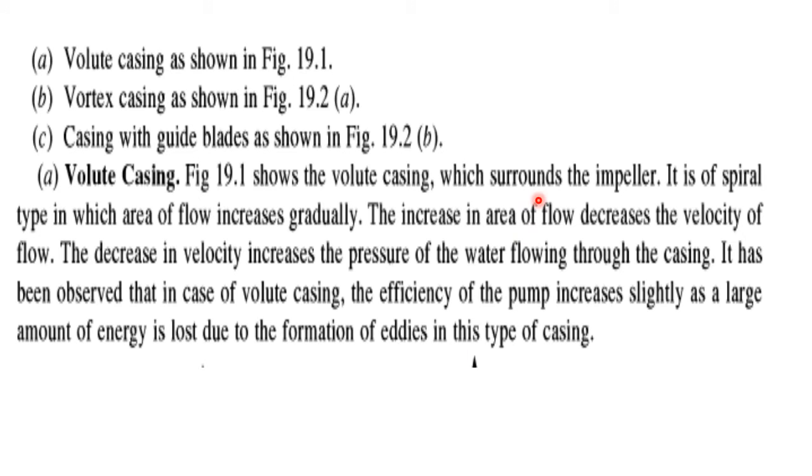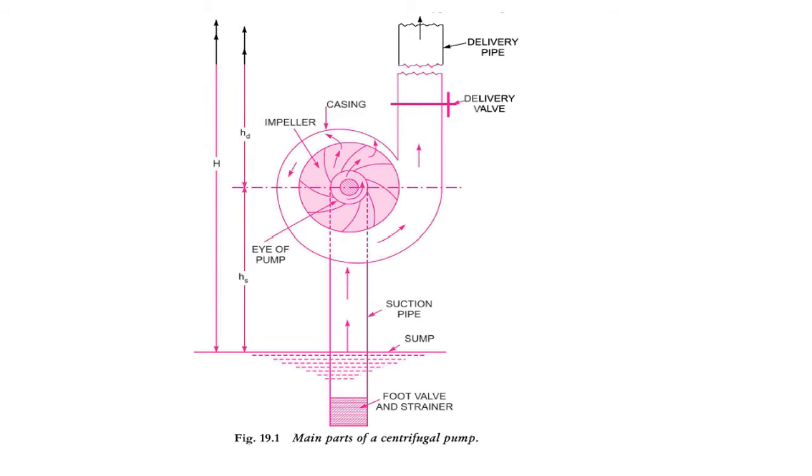The figure shows the volute casing which surrounds the impeller. It is of a spiral type in which the area of flow increases gradually. The increase in area of flow decreases the velocity of the flow. The decrease in velocity increases the pressure of water flowing through the casing. It has been observed that in the case of volute casing, the efficiency of the pump is slightly lower as a large amount of energy is lost due to formation of eddies in this type of casing.